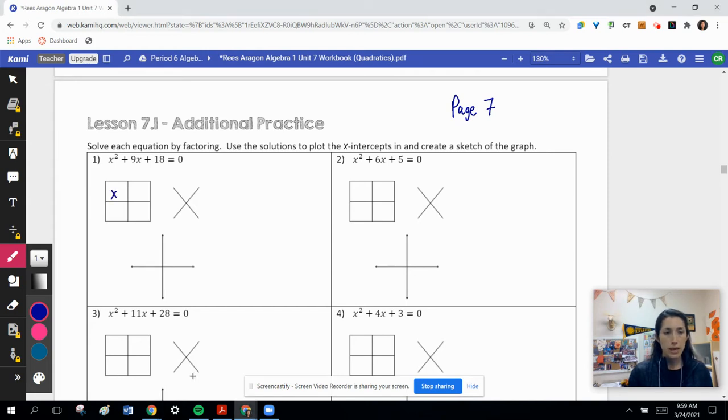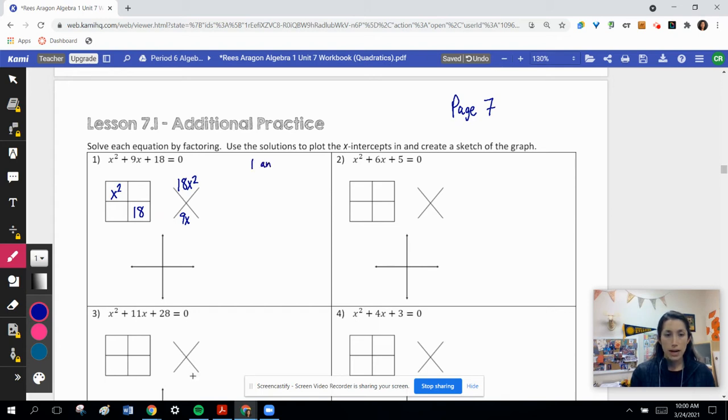So first term, x squared, goes in the first box. Last term, 18, goes in the last box. We multiply those two, that goes to the top of the diamond. And our middle term, that goes to the bottom of the diamond, 9x. So now we are looking for numbers that multiply to 18, but add to the bottom number 9.